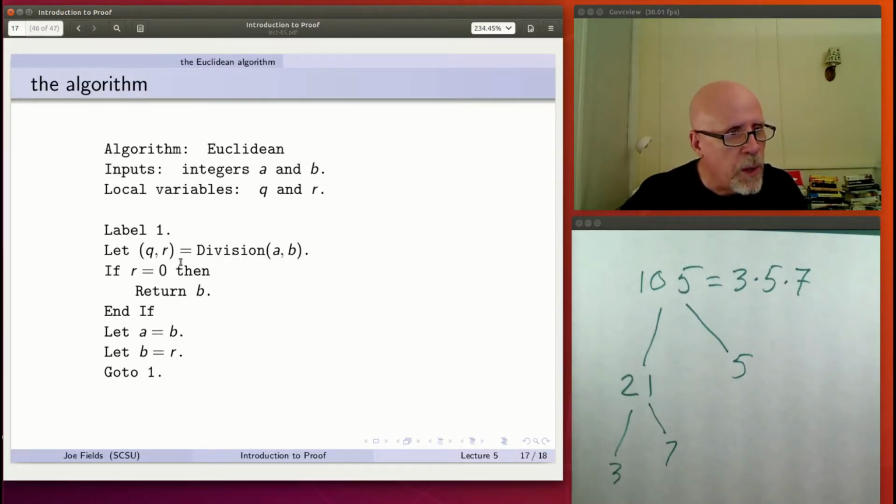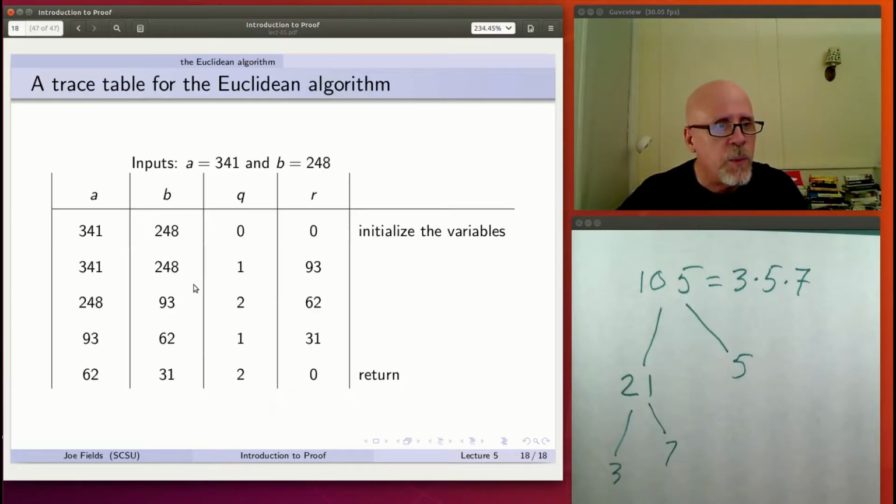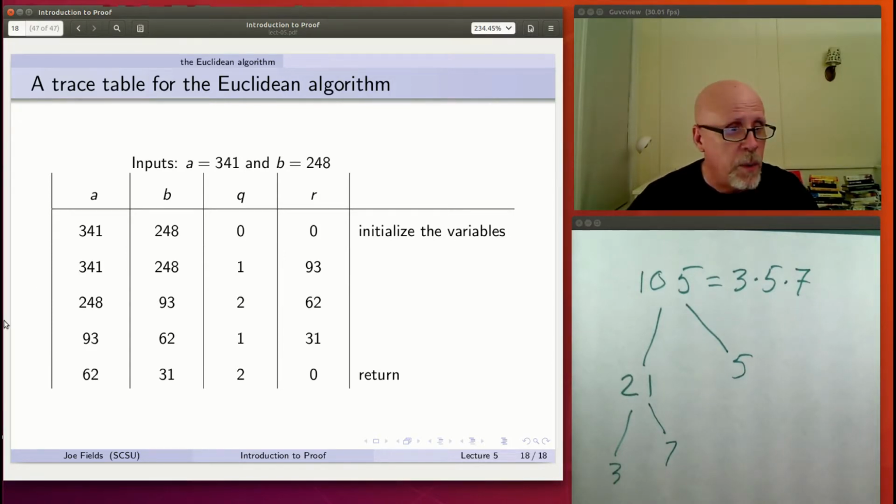So we go through the loop a second time, and then we'll have new values for A and B, the new values of Q and R and new values for A and B. So let's see how this runs with an example. I picked an example that's fairly big so that it would seem like we were doing something real, but it turns out the algorithm completes in just 5 steps through the loop. So the numbers were 341 and 248.